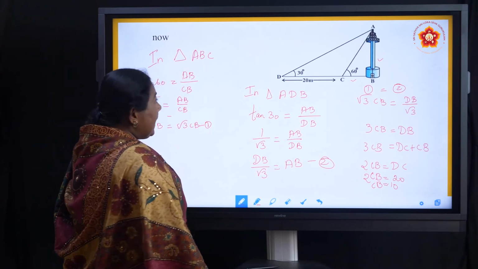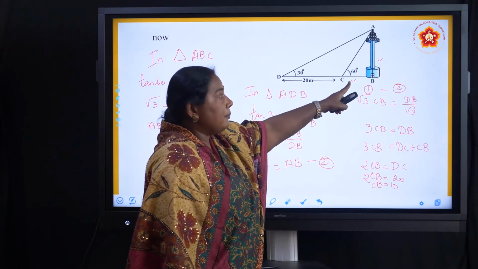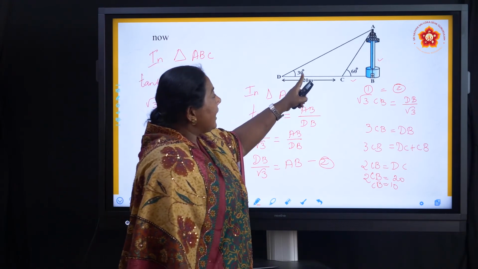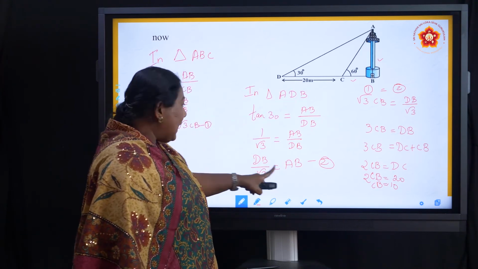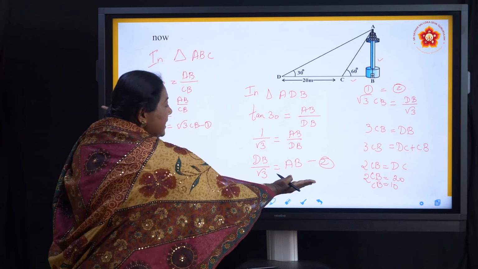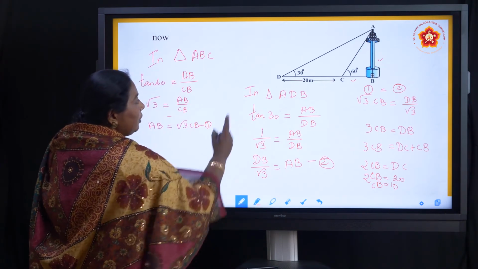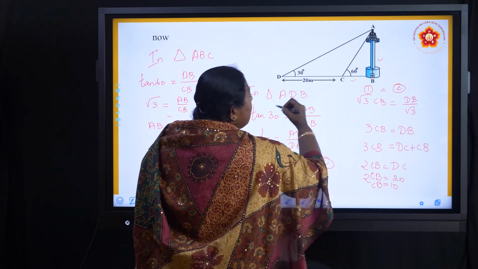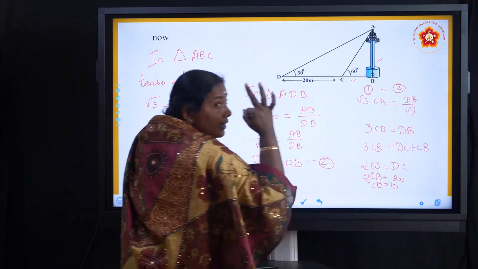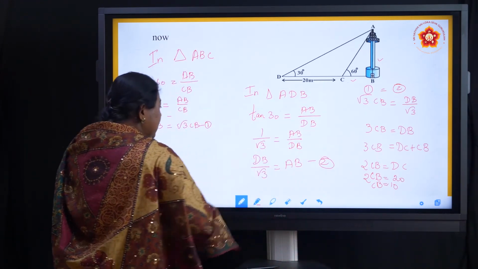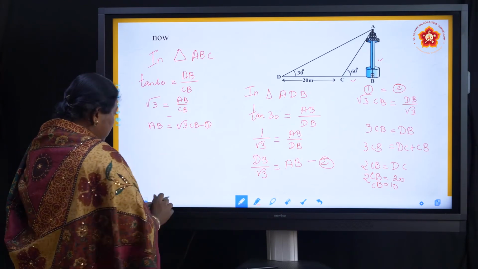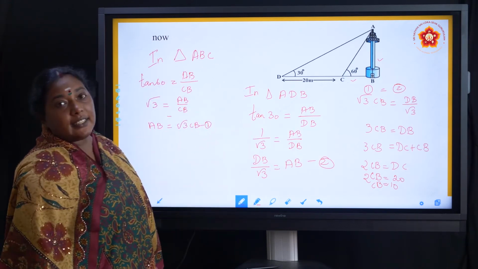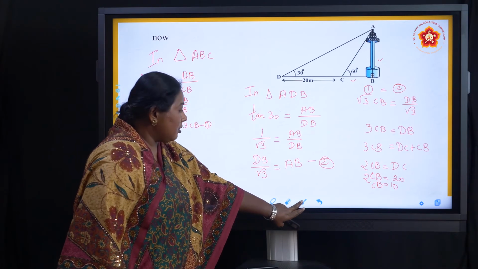Okay, I am repeating again. I took the first triangle ACB and I got the value AB is equal to root 3 CB, and I took the second triangle ADB and I got the value of AB as DB by root 3. So I just compared both. I got 3CB is equal to DB. So total DB is equal to 3 times CB. In that DB is what? DB is DC plus CB, right? Just apply the values and we can get the answer. I think you understood this.